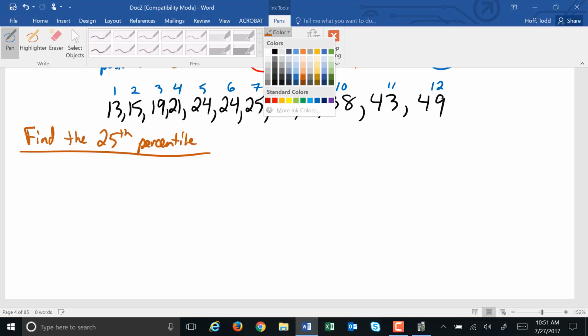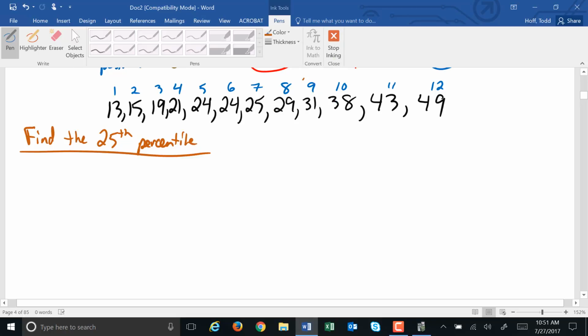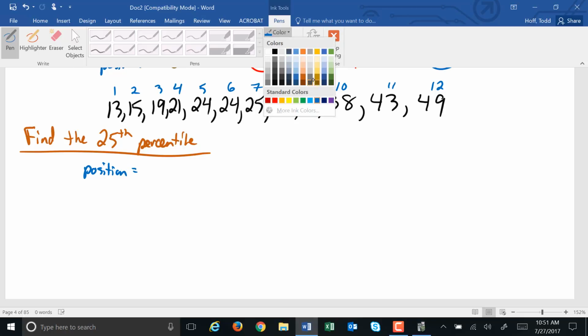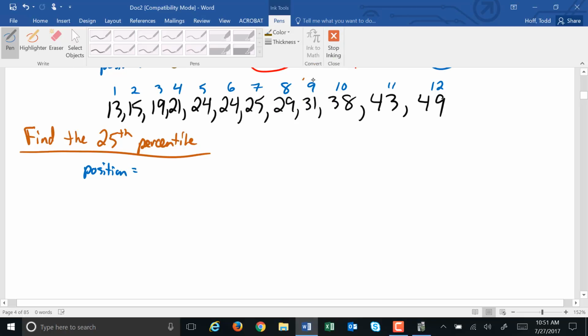I ask you to find the 25th percentile. Well, they're already in order, so I'm just going to go for the position, which is going to be found by doing what? 0.25 times 12, which is 3. Now, when we did the median, if this came out to be a whole number, what did that mean?